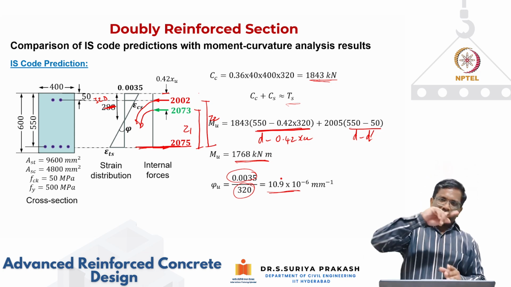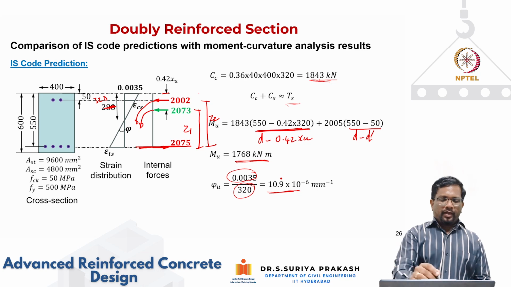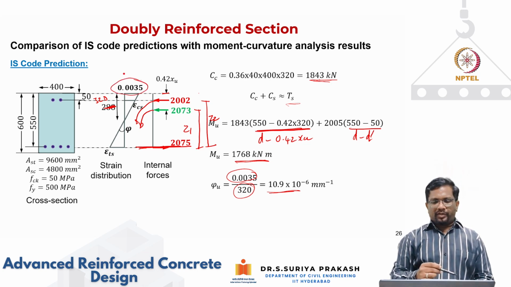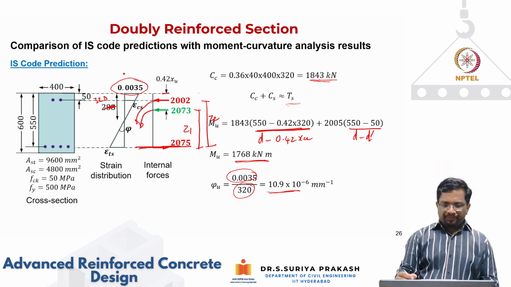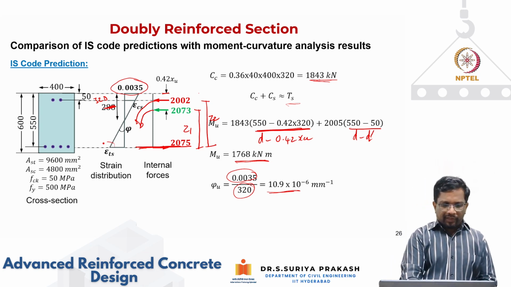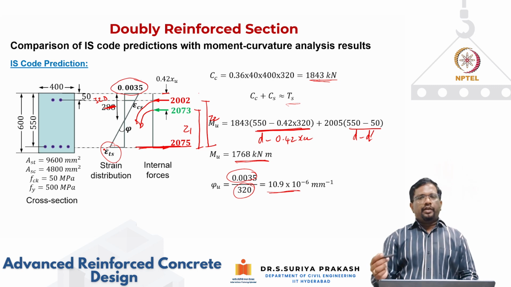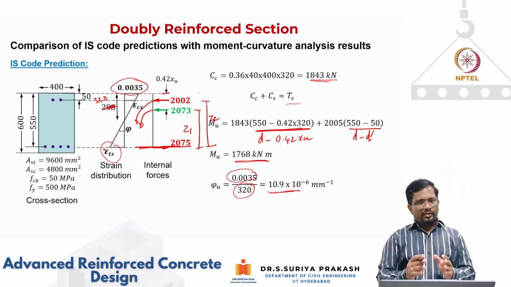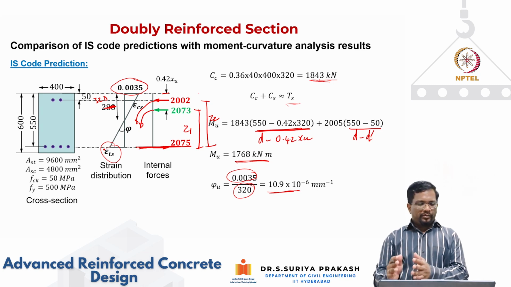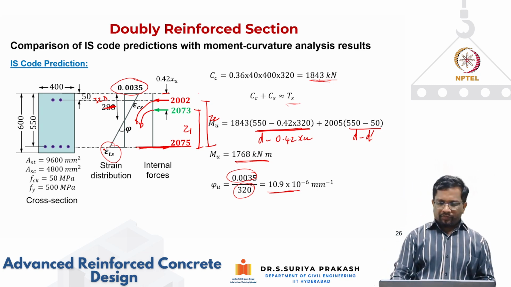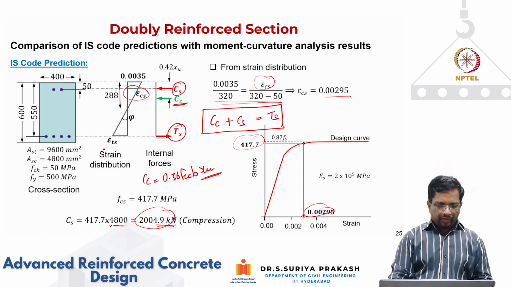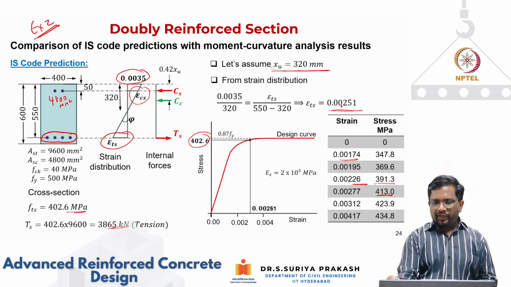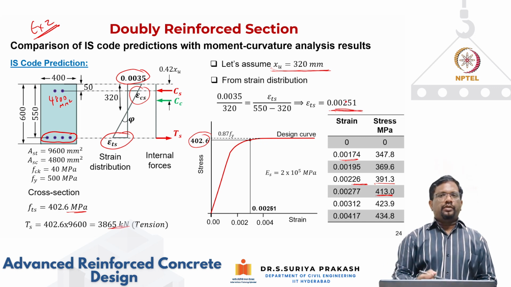In moment curvature we did it for the entire range, right? Now we have done it only for the ultimate condition. In this ultimate condition, the steel strain epsilon TS has actually not reached yielding. So this section doesn't really conform to the IS code. Let me go back and see what value we are getting. It is only 400, so the strain is 0.00251.